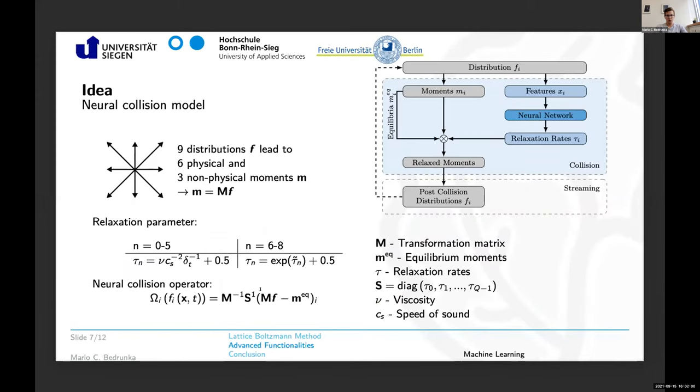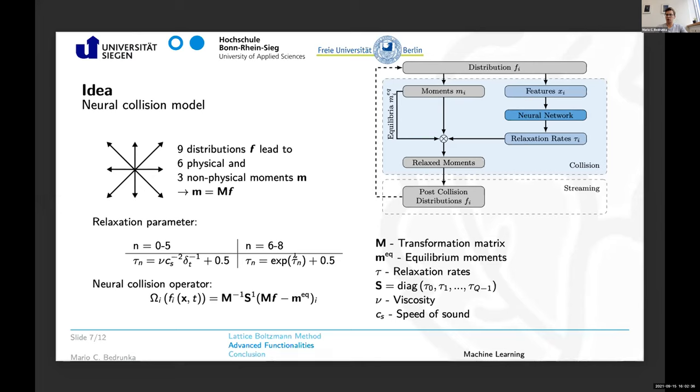So the neural collision operator is defined here in this equation. First we transform our distribution function to moment space via a transformation matrix. In the variable S, we have our relaxation rates for our physical moments. In the case of a D2Q9 stencil, we have 6 physical moments provided by this equation. And our neural network provides the relaxation rates tilde tau.